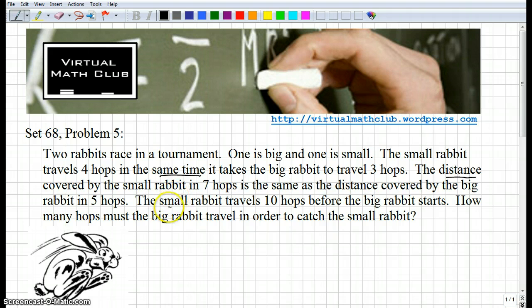Okay? And the small rabbit travels 10 hops before the big rabbit starts. And the question is, how many hops must the big rabbit travel in order to catch the small rabbit?